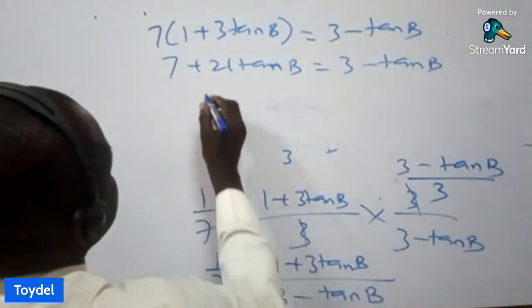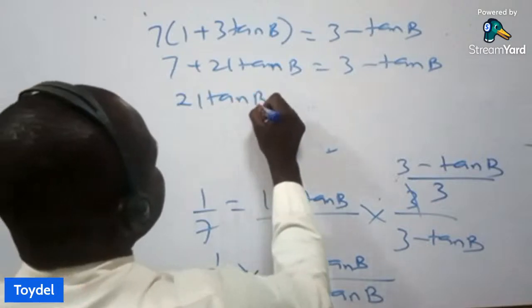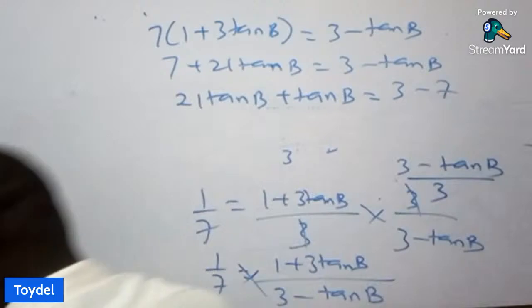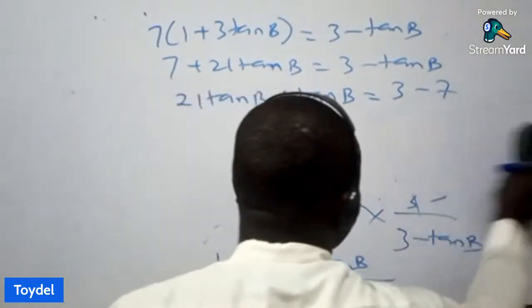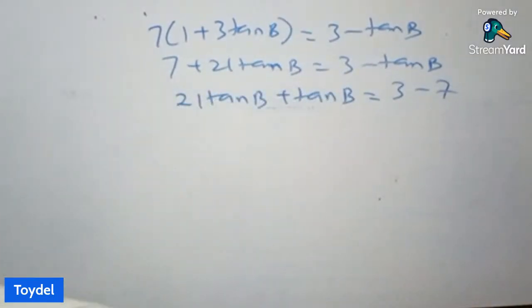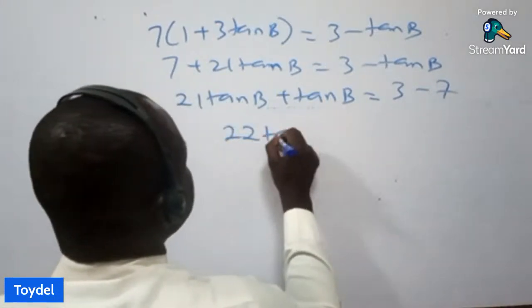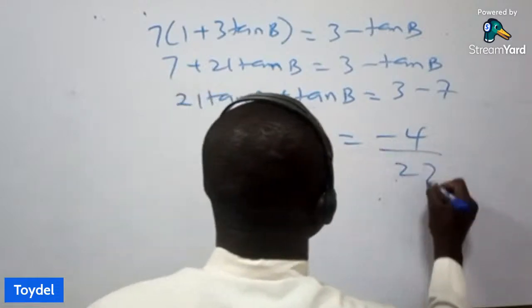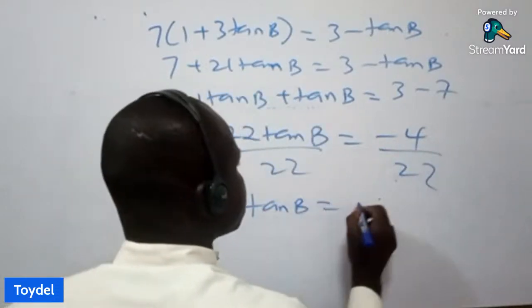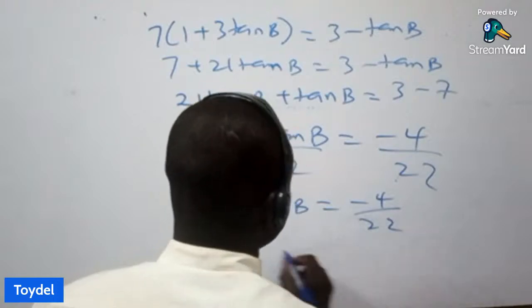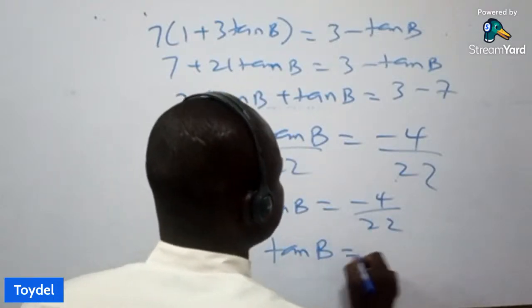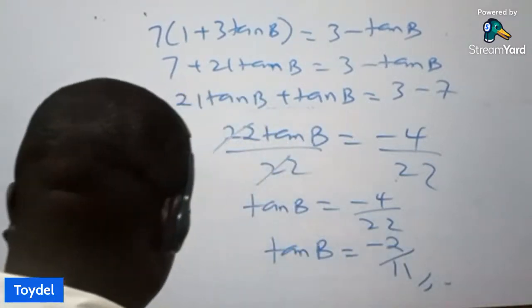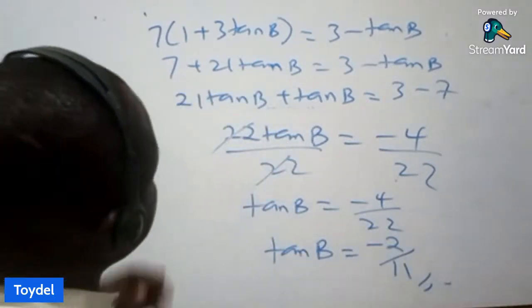Then I collect the like terms. 21 tan B plus tan B is equal to 3 minus 7. Then 22 tan B will be equal to minus 4. We divide both sides by 22. So tan B will be equal to minus 4 over 22. So finally, the value of tan B will now be equal to minus 2 over 11. And that will be the final answer for tan B. And that is what we are asked to find.